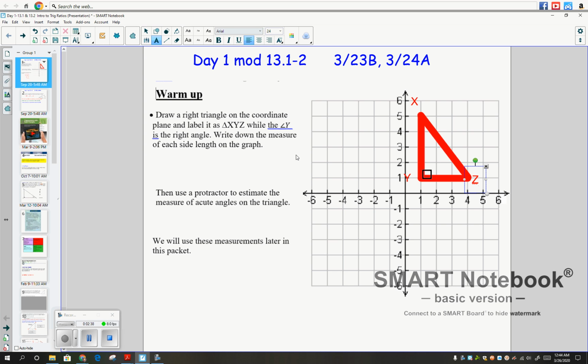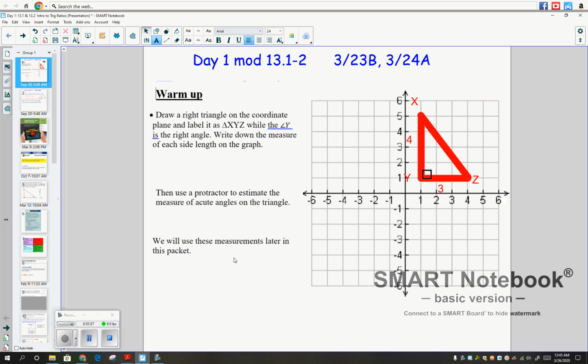Then I'm going to find the lengths of all the sides. Well, notice YZ, since it's a horizontal line here, I can just count it. It's 1, 2, 3 units. So YZ is a measure of 3. I'm going to put a note there for 3. XY, which is vertical, I'm counting. It's 1, 2, 3, 4 units. So that is 4. Well, XZ is not a horizontal or vertical line, so I cannot count that.